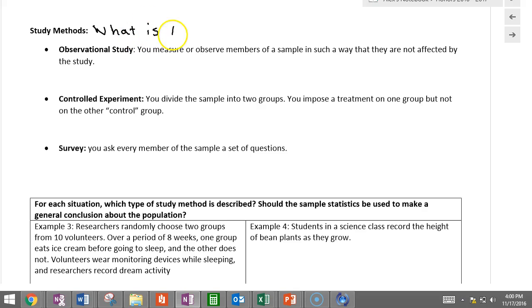What is the relationship between studying and test scores?